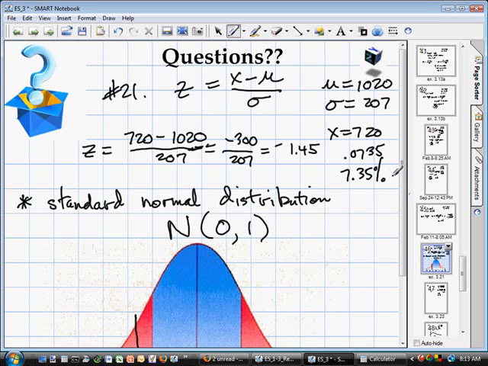Does anybody see anything I have done wrong here? Did I interpret the problem wrong or anything? I think we did this right, so Mike, sorry about that. I think that might just be an error in the book, because I think this is done correctly.